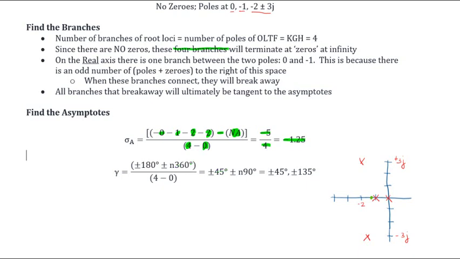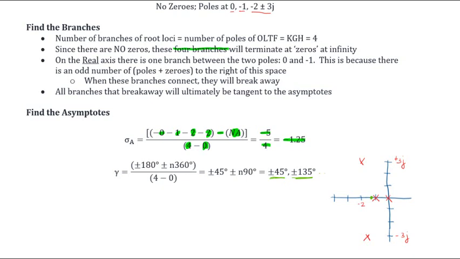360 times n divided by 4 is going to be 90 times n. So when n equals 0, it's plus or minus 45. When n equals 1, it's plus or minus 135. And then it's going to keep repeating, so no need to put any more in.